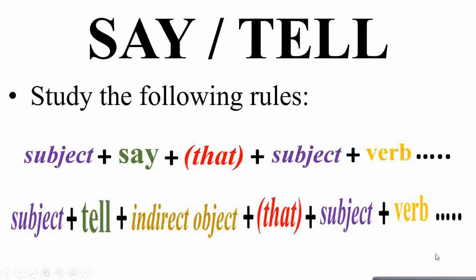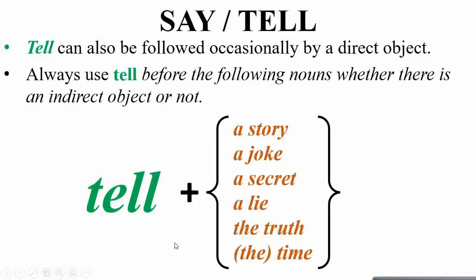And then the verb. So the only difference is that after say you don't have an indirect object, but when it comes to the word tell, you should have an indirect object in your sentence. Tell can also be followed occasionally by a direct object.